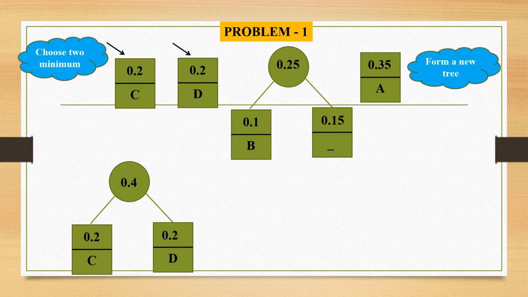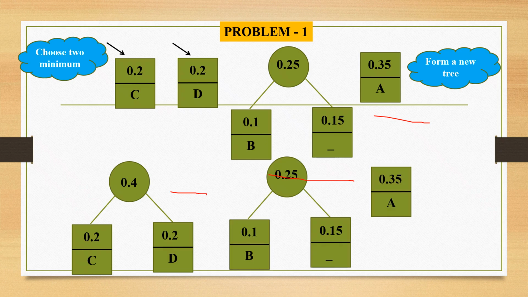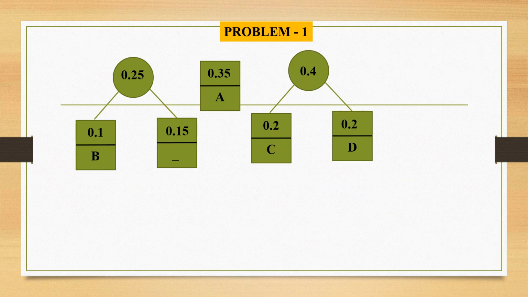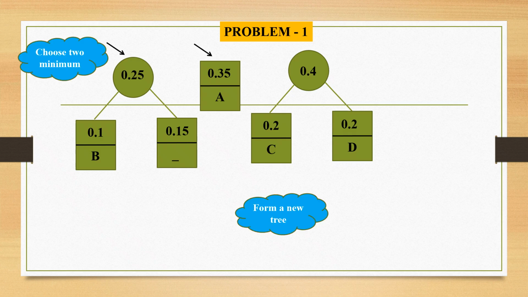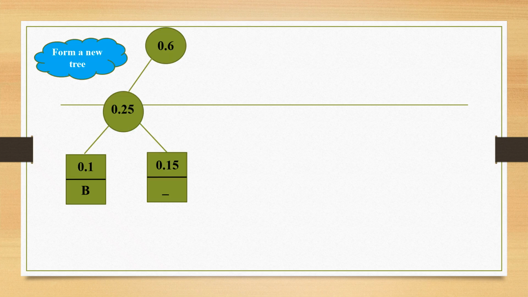Again, I am left with this one and a new subtree. I have to rearrange in increasing order. This is my increasing order. The least two subtrees are these; I add these two and form a new tree, choosing the two minimum. So 0.35 plus 0.25 is 0.6. So I have found it.